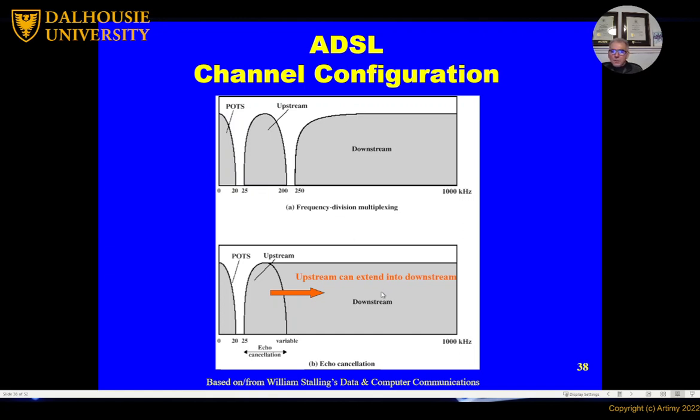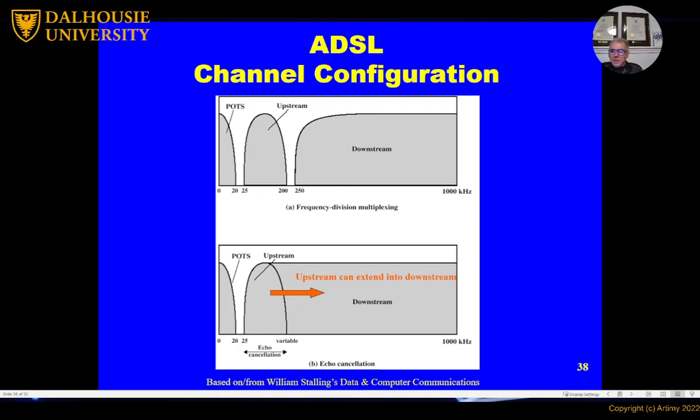Another way to implement the same system and avoid having a limited bandwidth for the upstream is to have one bandwidth for both upstream and downstream. And we use something called echo cancellation to prevent the overlap. If we have two channels overlapping each other, they will disrupt and confuse each other. To avoid that, we have something called echo cancellation.